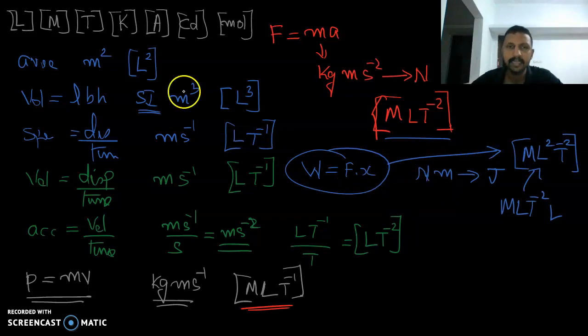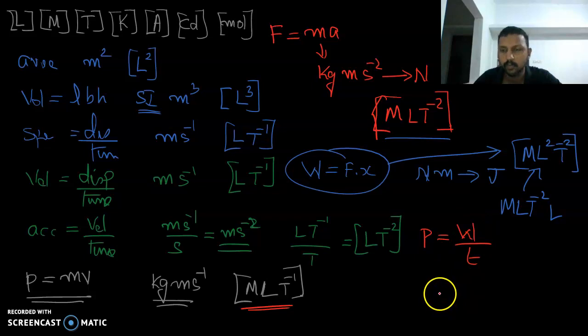Okay, then let's speak about the dimensional formula of power. What is power? Power is the rate of doing work. Therefore, power is work divided by time.